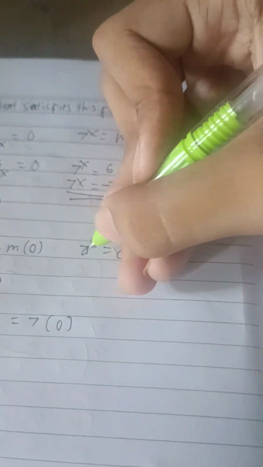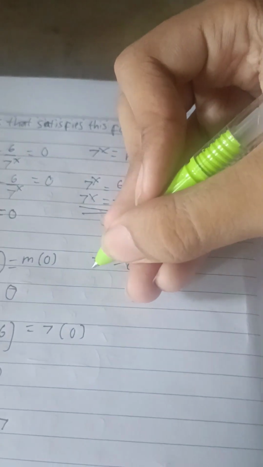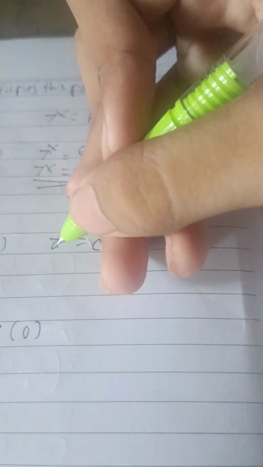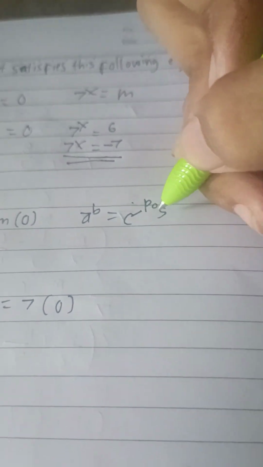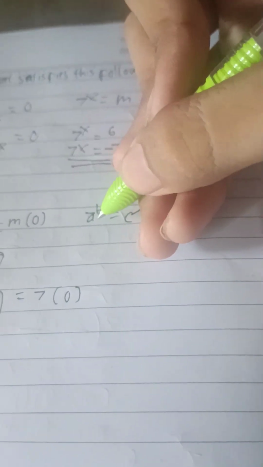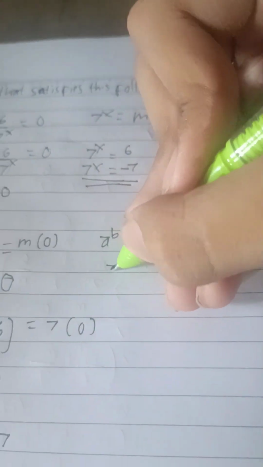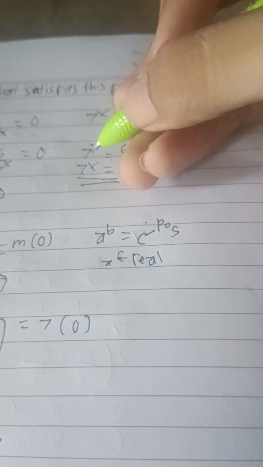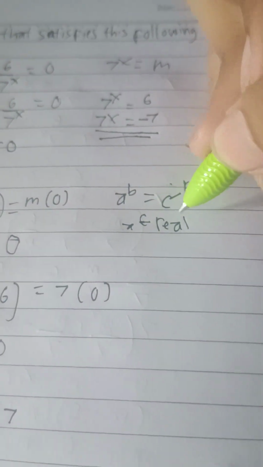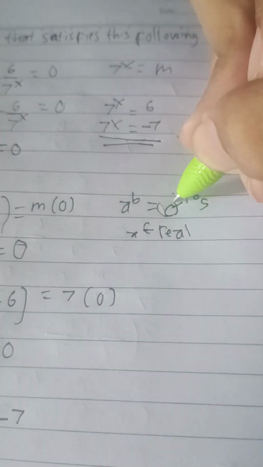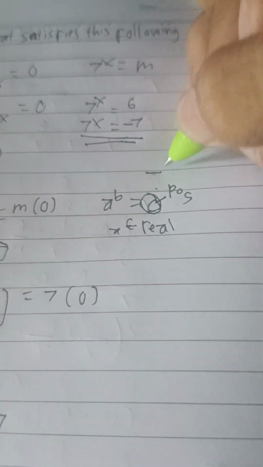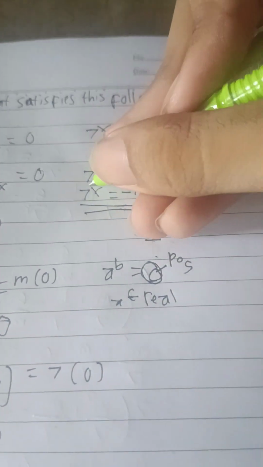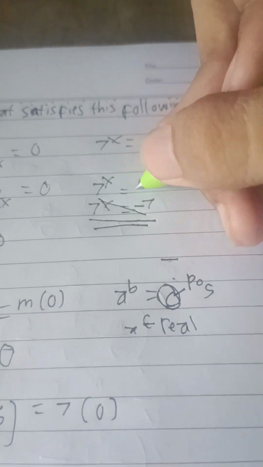Pause. But this a cannot be an imaginary number, right? If c is positive, then a cannot be imaginary. a has to be real, right? And since a in this equation is 7, and that is a real number, that means the c here cannot be negative. Cannot. So the only solution to this is 7 to the power of x is equal to 6.